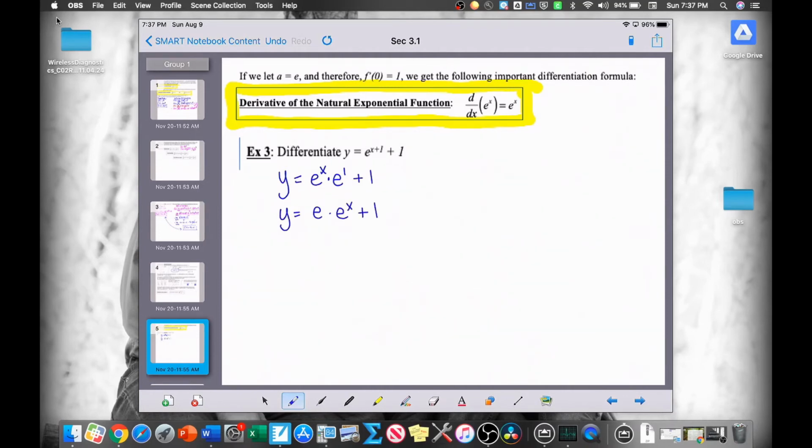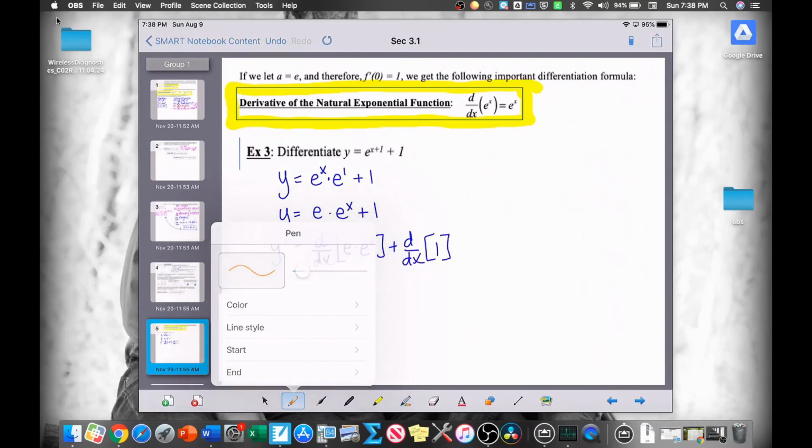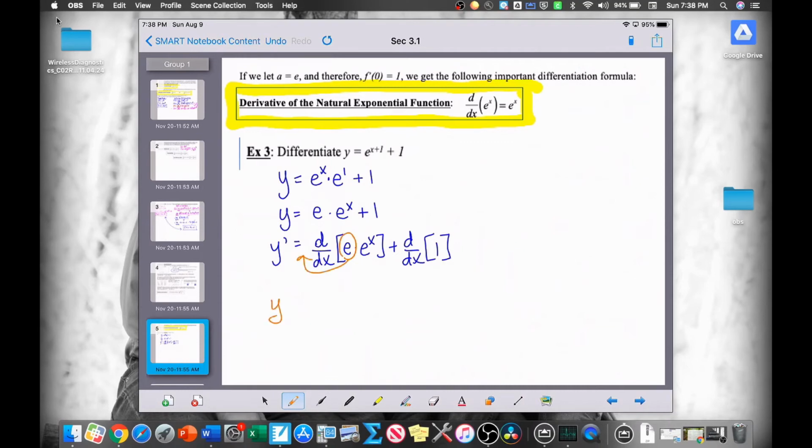So now if I want to find the derivative, then y prime is going to be equal to d dx of e times e to the x plus d dx of that constant term 1. Well, as we talked about earlier, if you have a constant that doesn't depend on your variable, you can bring that in front of your derivative, and that just gets multiplied in your answer. So y prime is going to be equal to e times the derivative of e to the x plus the derivative of 1. We're almost there.